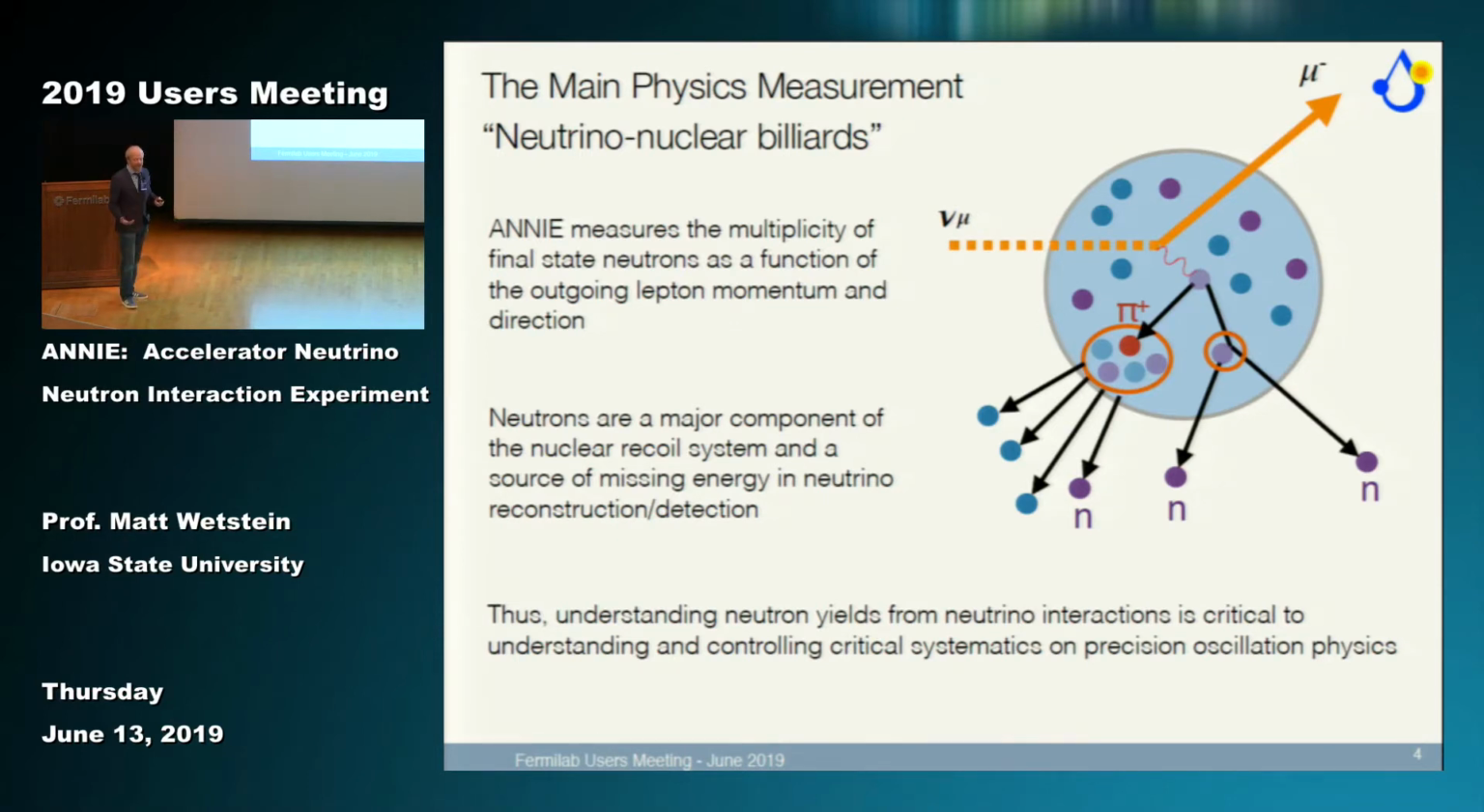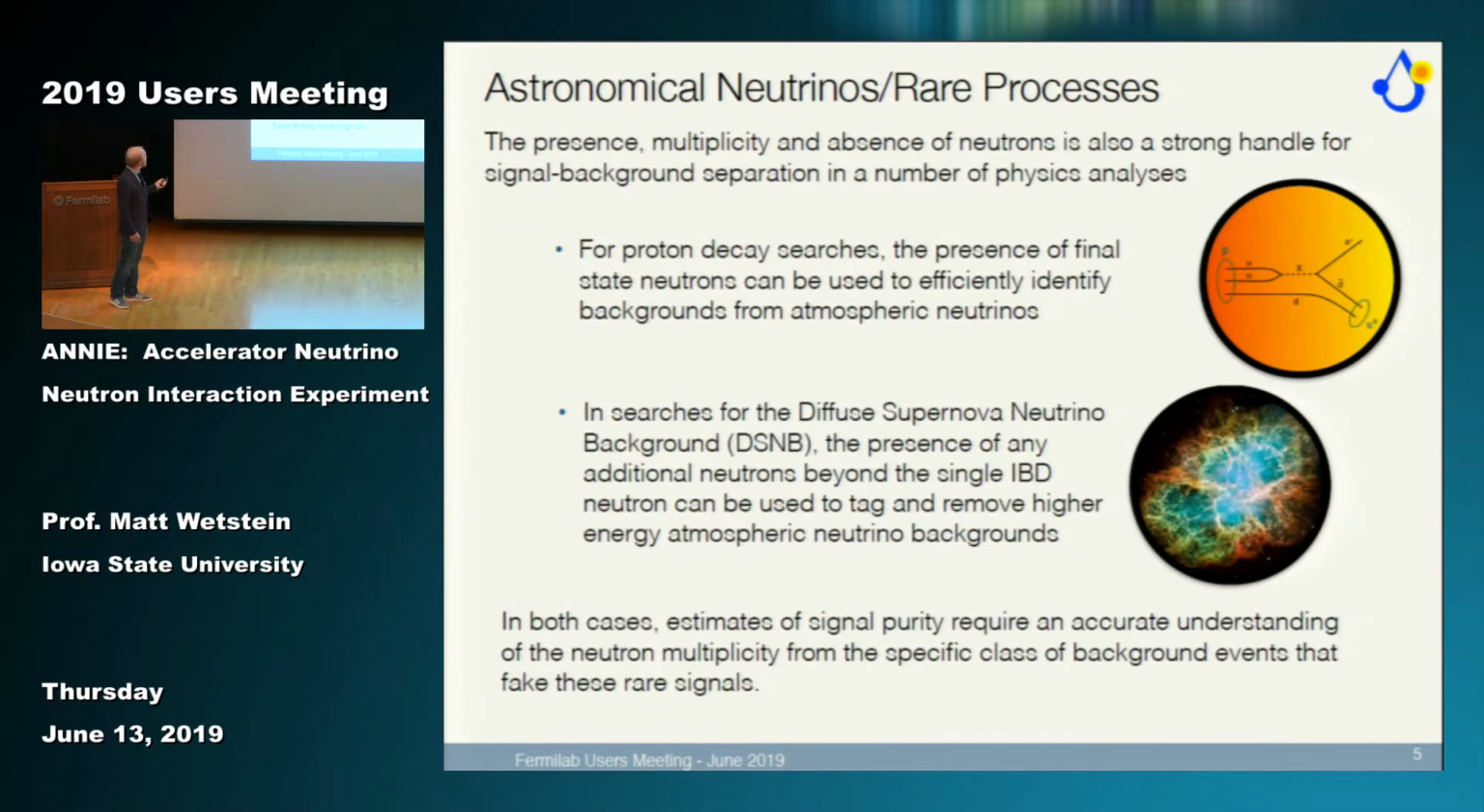Understanding neutron yields from neutrino interactions is critical to understanding and controlling critical systematics on long baseline experiments such as NOVA and DUNE. In addition, neutron tagging is very useful in a number of astronomical and rare process detection efforts. The presence, multiplicity, and absence of neutrons is a strong handle for signal background separation. For example, in proton decay, the presence of neutrons is indicative of atmospheric neutrino backgrounds, whereas the proton decays themselves are very unlikely to produce any neutrons. And similarly, when looking for diffuse supernova neutrino backgrounds, the presence of any additional neutrons beyond the single neutron you would expect from inverse beta decay could be used to tag and remove higher energy backgrounds.